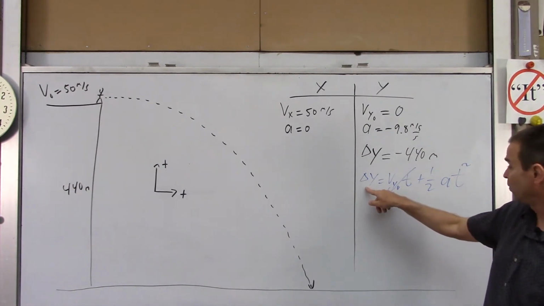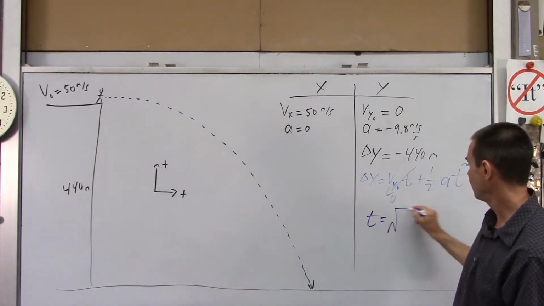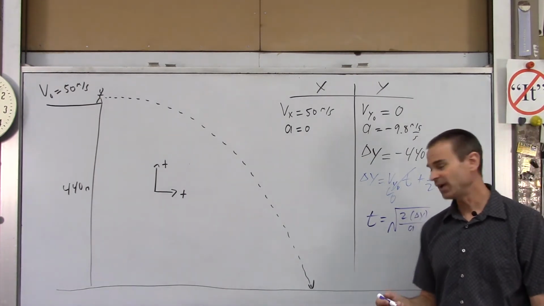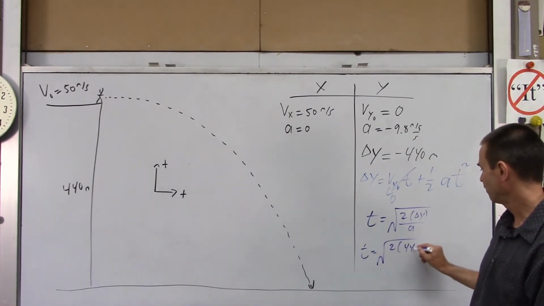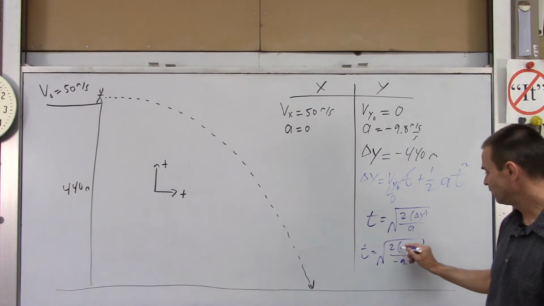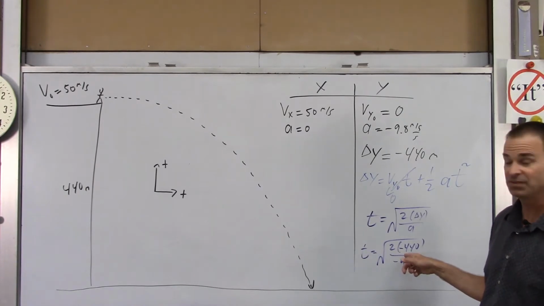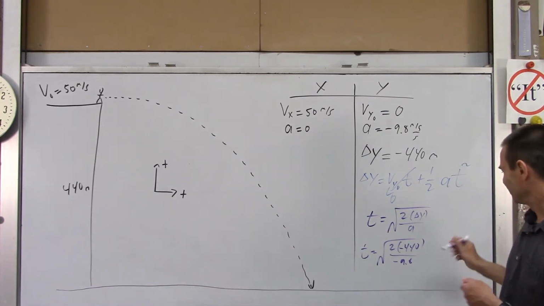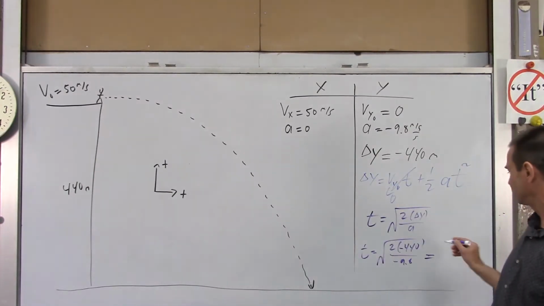So if I put 2 on this side and divide by a, and then square root, you get t equals the square root of 2 times delta y over a. And we've got all those values, so we can plug and chug. So t equals the square root of 2, delta y is negative 440, and a is negative 9.8. Now, you've got a negative in both the numerator and denominator, which will cancel out, which they better, because you can't have a negative in the radical. If you did, you'd get an imaginary time, and we're not there yet, okay? So if you plug those numbers in, you should get a time of 9.48 seconds.